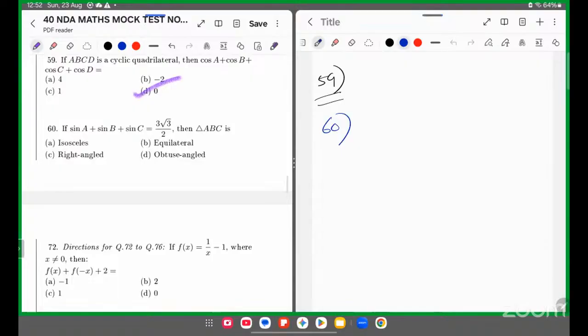Sin A plus sin B plus sin C equal to 3 root 3 by 2 means the only option is 3 into root 3 by 2. That means 60, 60, 60. So A equal to B equal to C means it should be an equilateral triangle.